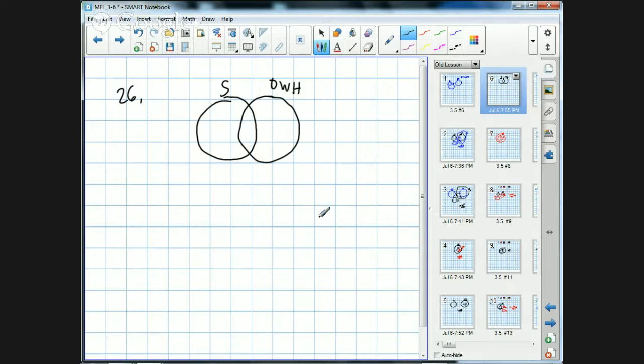Okay, how about the second part? Bobby failed history. So I would say Bobby is outside of the history circle, so he's going to be an X outside of history. Okay. Well, where else could he be? He could be a student. Exactly. He could be in either one of those two places, correct? All right. So now look at the conclusion.